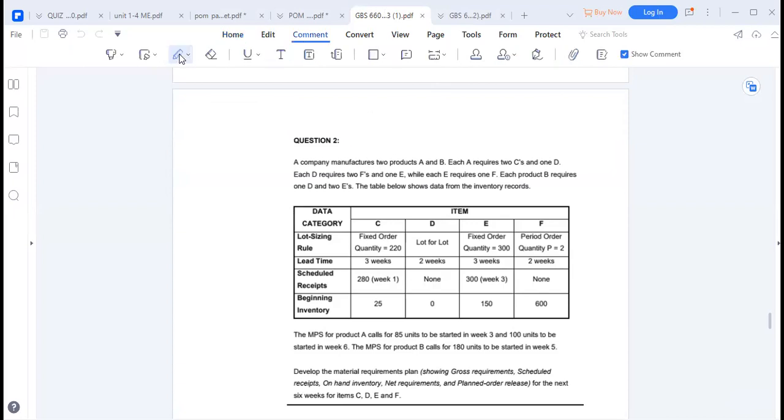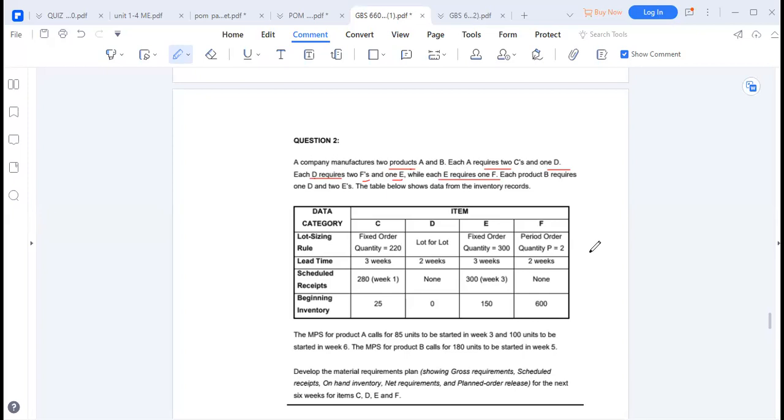We have the information here where the question says a company manufactures two products, A and B. Each A requires 2 C's and 1 D. Each D requires 2 F's and 1 E, while each E requires 1 F. Each product B requires 1 D and 2 E's. The table below shows data from the inventory records.